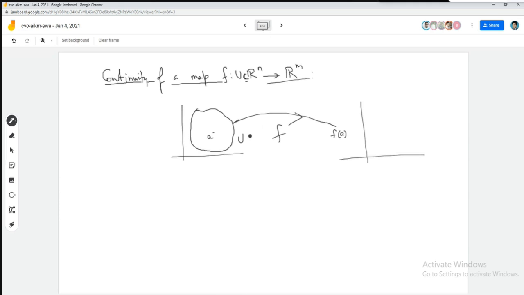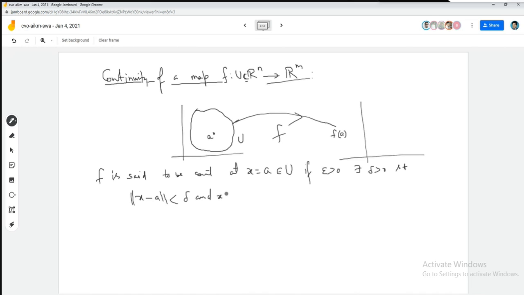So this map f is said to be continuous at, say, x equal to A, which is an element of U, with an almost similar definition to what I studied for one variable calculus: if for every positive epsilon there exists a positive delta such that whenever you take a point x which satisfies |x minus a| less than delta, and x belongs to your domain, this implies |f(x) minus f(a)| is less than epsilon.